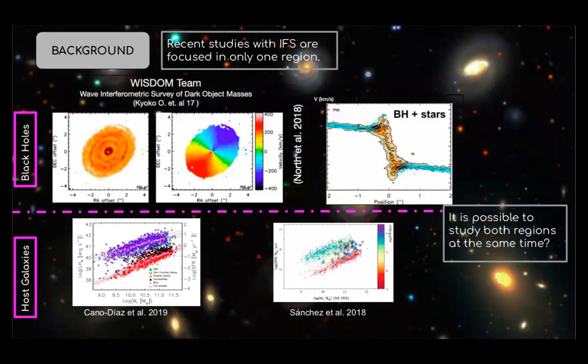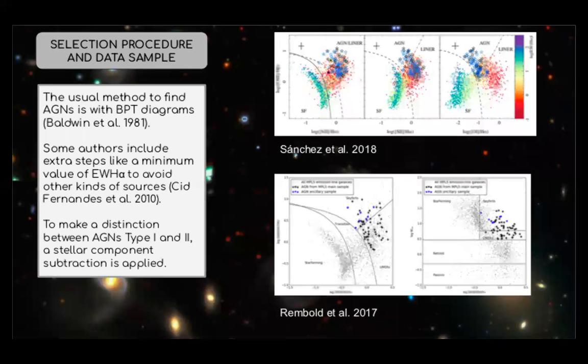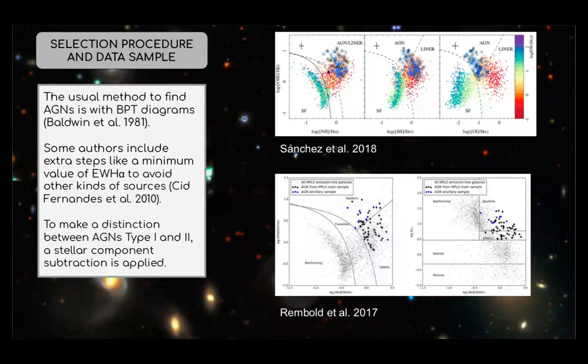The integral field spectroscopy technique has been applied in the study of AGNs. However, the studies have focused either on the AGN properties or on the host galaxy properties. With the MaNGA data, we can study both regions at the same time. So our first task was to select the main sample.